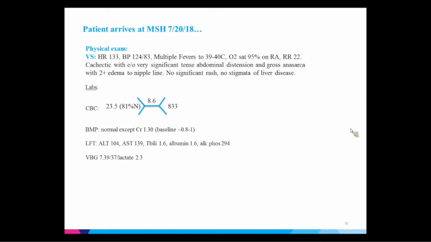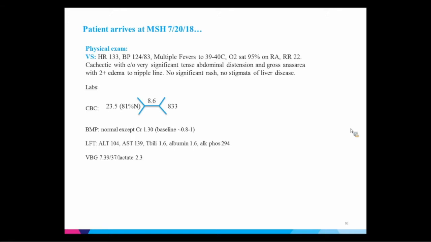I'm going to put all this stuff up on the board again. So when he gets here, his heart rate is stuck in the 130s. His blood pressure initially is 120s over 80s. He gets a little more hypotensive. He's spiking high fevers, saturating fine on room air. And then he is extremely cachectic with evidence of tense abdominal distension and an enormous abdomen. And anasarca, his entire body has so much anasarca, he actually has 2+ edema all the way up to the nipple line. So on his back, on his front, everywhere, he is very edematous.